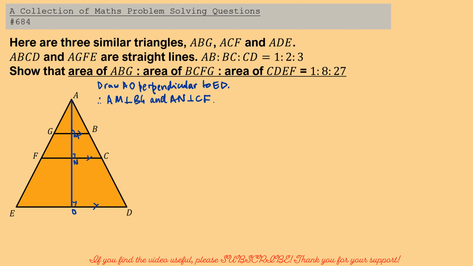Right, so once we get that, then we got to work out with this fact AB is to BC is to CD is 1 is to 2 is to 3. So let AB be equal to x. So once you do that, then therefore you can say that BC equals 2x and CD equals 3x. Okay, so now to find the area, we need to find the perpendicular and the base.